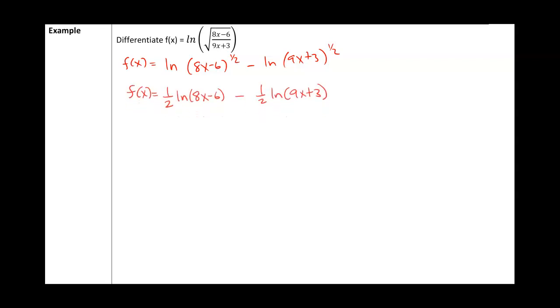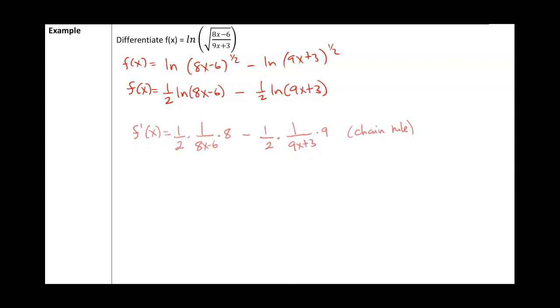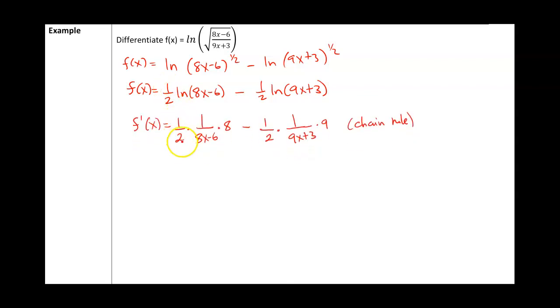Then the 1/2 comes to the front, so we have f of x equals 1/2 times the natural log of 8x minus 6 minus 1/2 times the natural log of 9x plus 3. And now from here, we just use the derivative of the natural log. So the derivative is going to be, your 1/2 is going to stay the way it is.